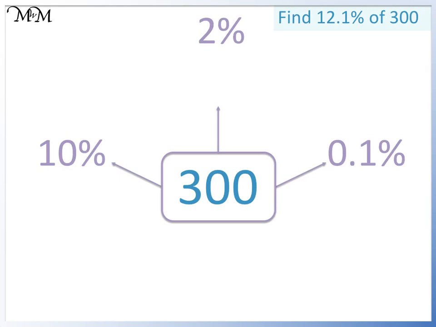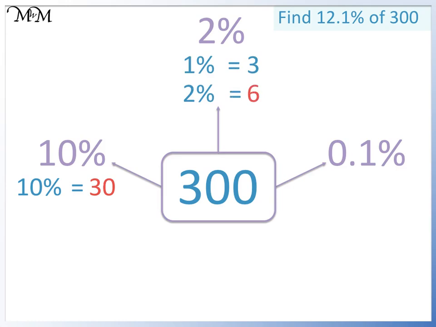Find 12.1% of 300. We can partition 12.1% into 10%, 2% and 0.1%. Starting with 10%. 10% of 300 is 30. Looking at 2%, 1% of 300 is 3, so 2% of 300 is 6.